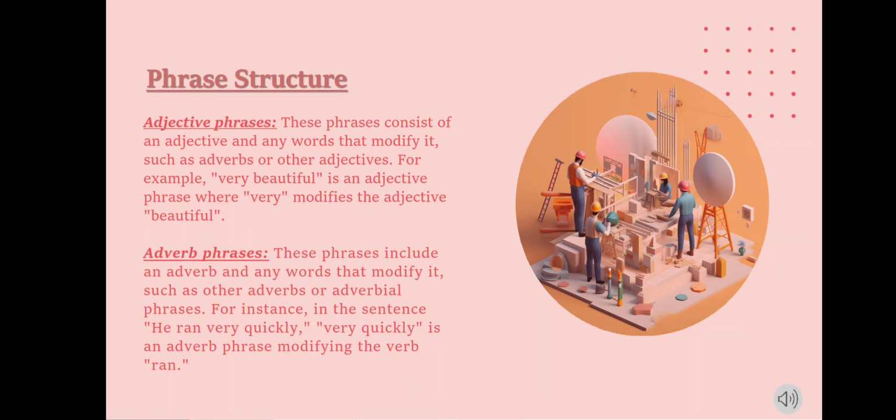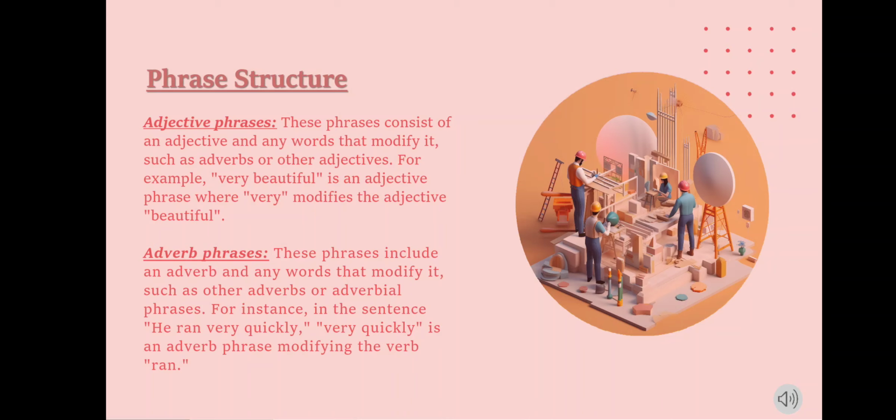They modify verbs, adjectives, or other adverbs by providing information about how, when, where, or to what extent an action or state occurs. Adverb phrases can include other adverbs or even adverbial phrases. For example, she ran very quickly to catch the bus. Very quickly is the adverb phrase, modifying the verb ran.